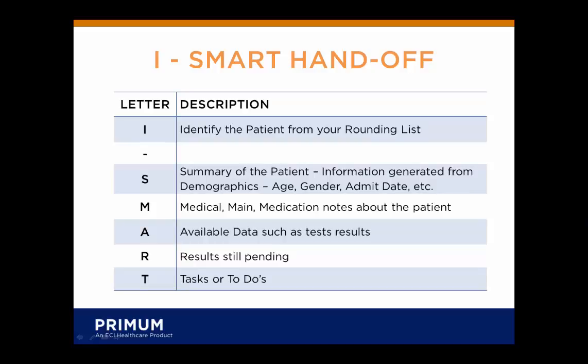The first step is the letter I, which stands for identifying the patient from your rounding list. Once you've identified your patient, you will move on to S, which provides you a summary of the patient. This is information generated from the patient's demographics, such as their age, gender, admit date, and so on.